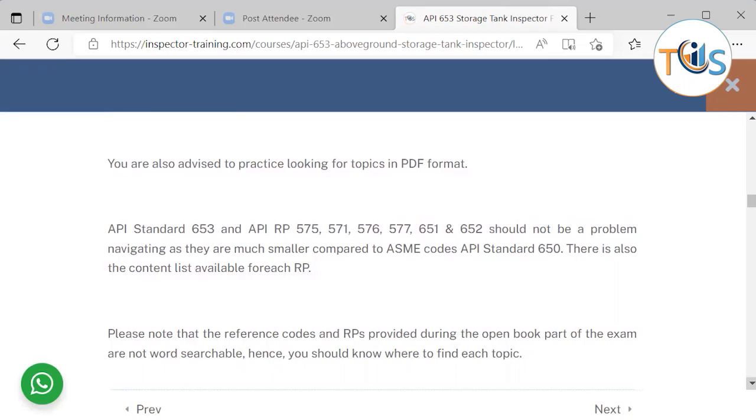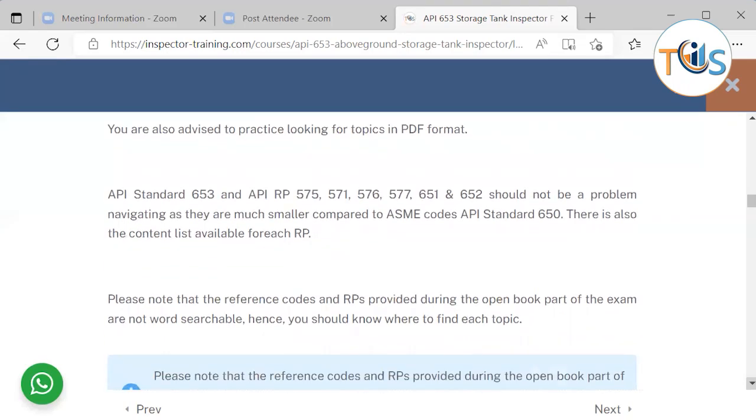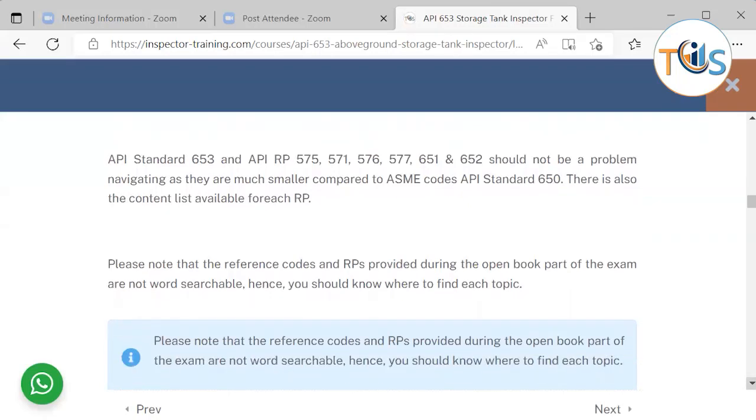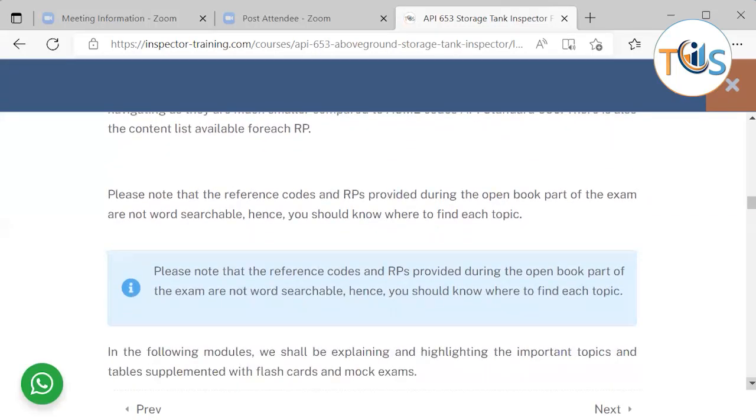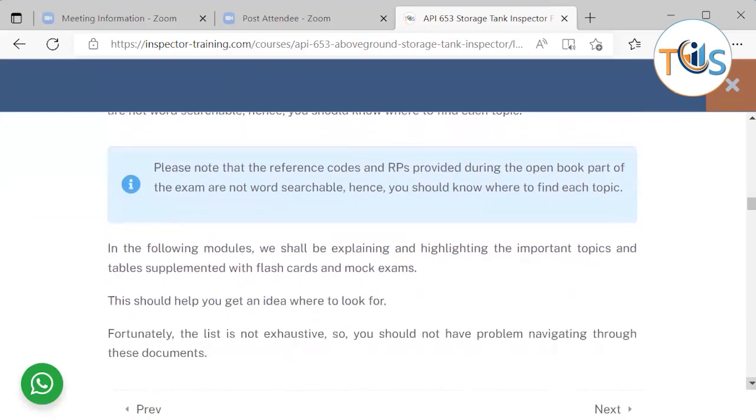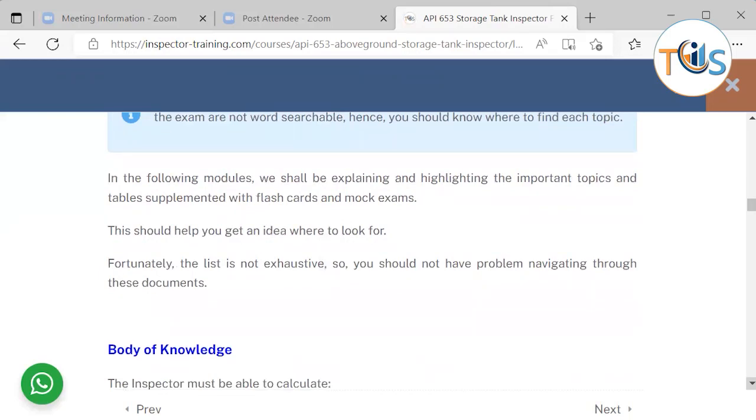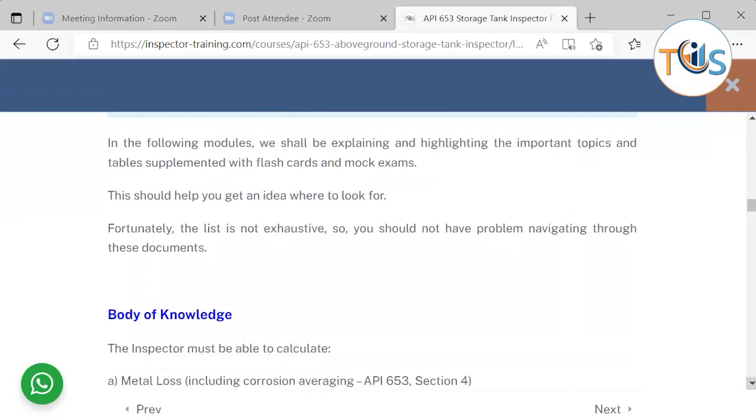There is also a content list available for each RP. Please note that the reference codes and RPs provided during the open book part of the exam are not searchable, so you should know where to find each topic. In the following modules, we shall be explaining and highlighting the important topics and tables, supplemented with flashcards and a mock exam. This should help you get an idea where to look. Fortunately, the list is not exhaustive, so you should not have a problem navigating through these documents.